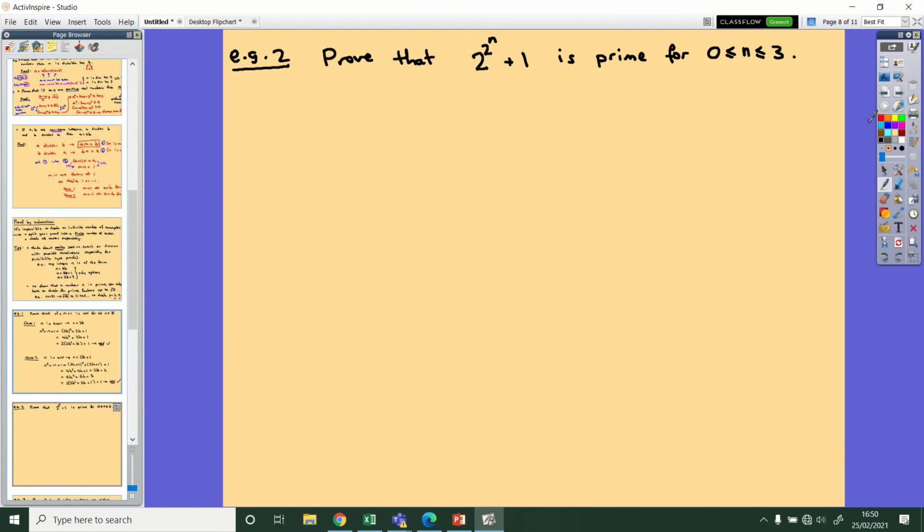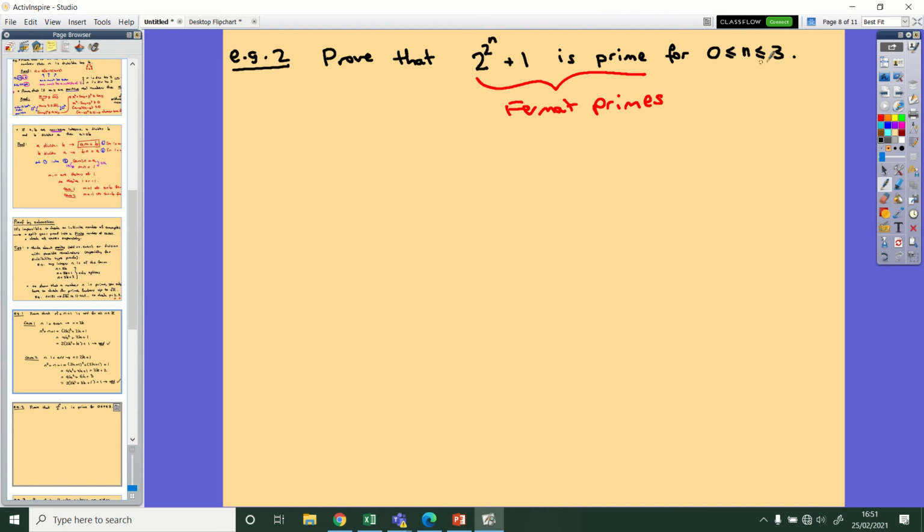Okay, example 2, an example from antiquity here. We're going to prove that 2 to the 2 to the n plus 1 is prime for 0 less than or equal to n less than or equal to 3. Okay, so as I said, quite a famous problem that goes back quite a few centuries. If you can find a prime number of this form, it's worth you knowing the name of them. This gives you Fermat primes, if it's a prime. Okay, no prize for guessing who came up with that name.